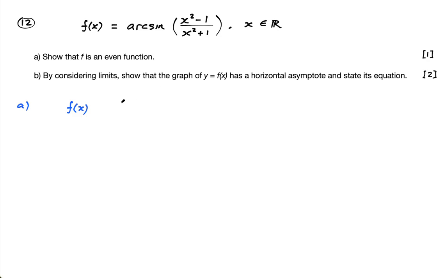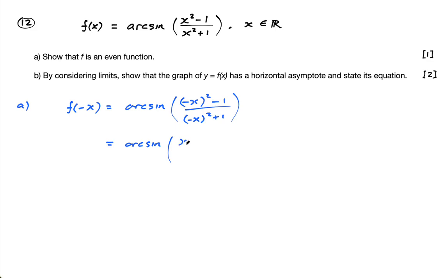So f of x is that. We just need to find f of minus x. F of minus x is equal to arc sine, this is actually quite easy, guys, minus x squared minus 1 over minus x squared plus 1, which is equal to arc sine x squared minus 1 over x squared plus 1, which is equal to f of x. Therefore, you can just write f of x equals f of minus x, therefore even.